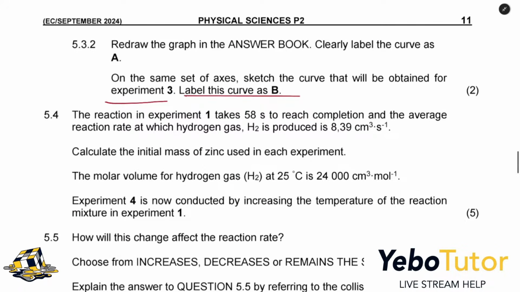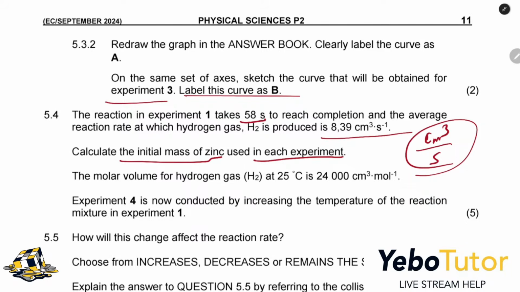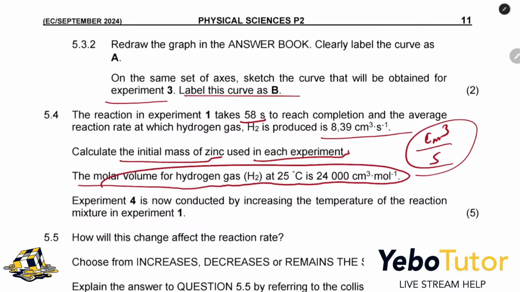Now on 5.4. Okay, let's go. The reaction in experiment 1 takes 58 seconds to reach completion, and the average reaction rate at which hydrogen gas H2 is produced is this. This is showing centimeter cubed over a second. Okay, great. Calculate the initial mass of zinc used in each experiment. The molar volume for hydrogen gas H2 is 24, so again, we're given centimeter cubed over mole.